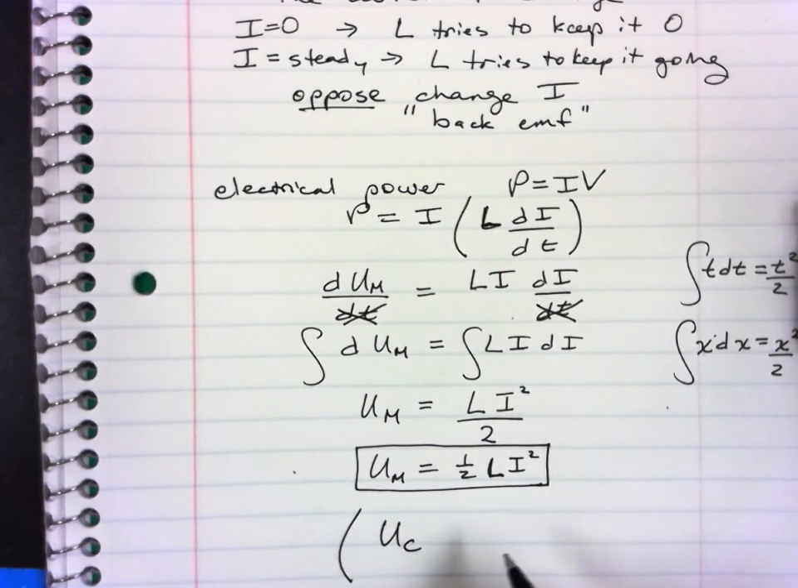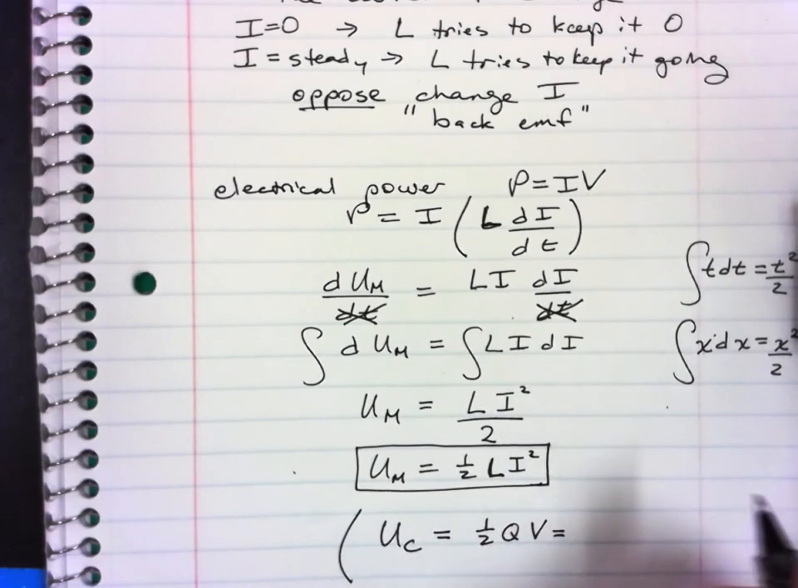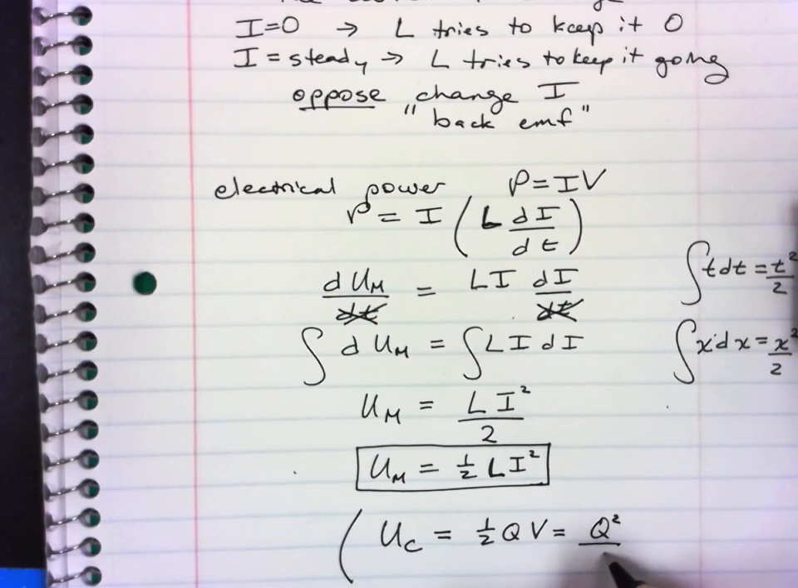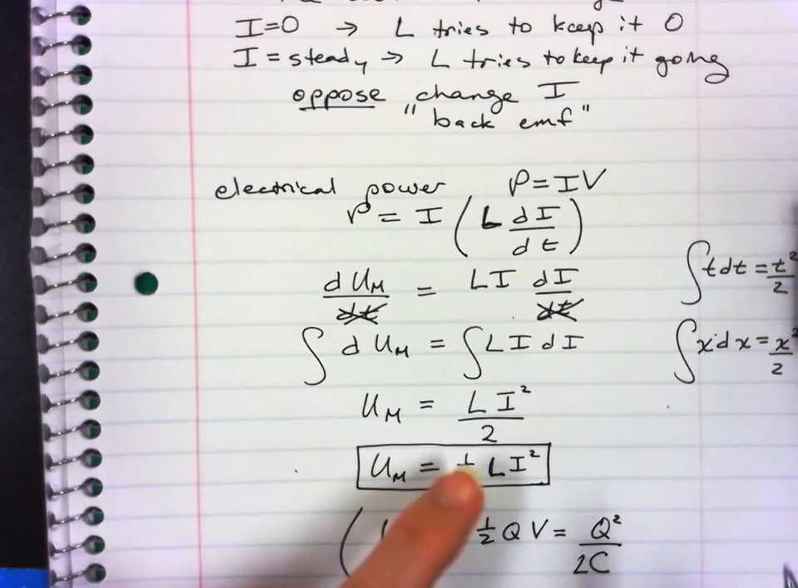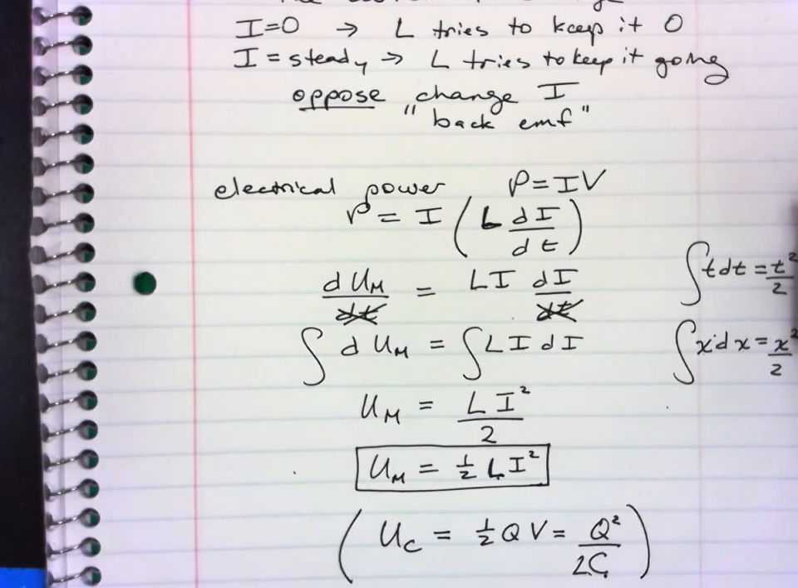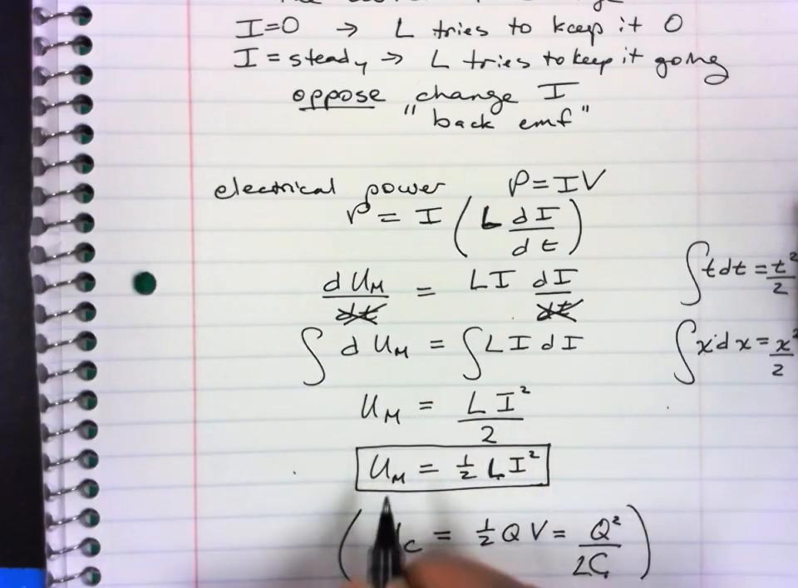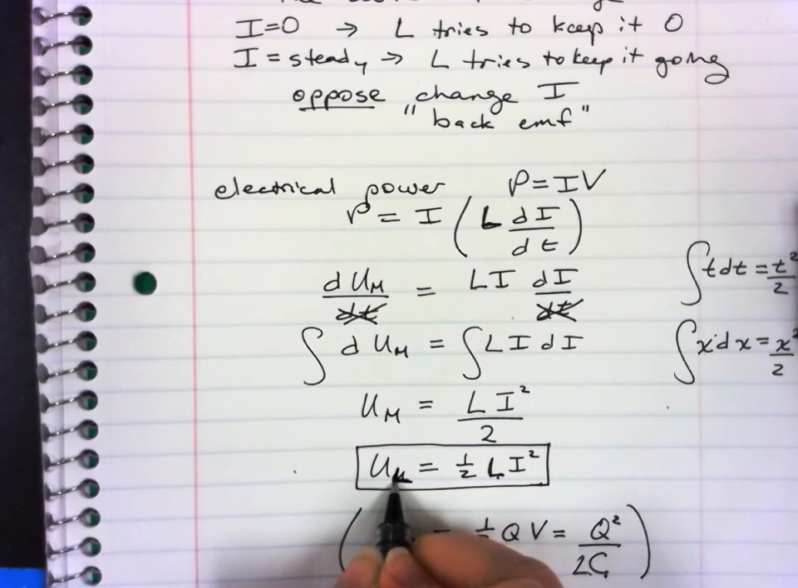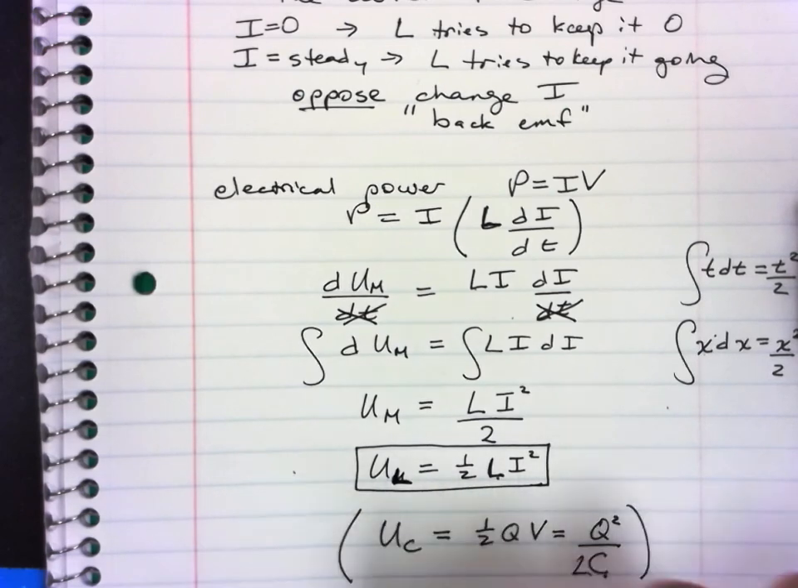Remember, similar for a capacitor is 1/2 QV, or Q squared over 2C. So we actually have the same 1/2 factor. Inductance and capacitance is just on the bottom because of the definitions. And then current squared, charge squared. I am going to make one little change. Your formula chart doesn't use UM for magnetic potential energy. It uses UL for energy stored in an inductor, capital L.